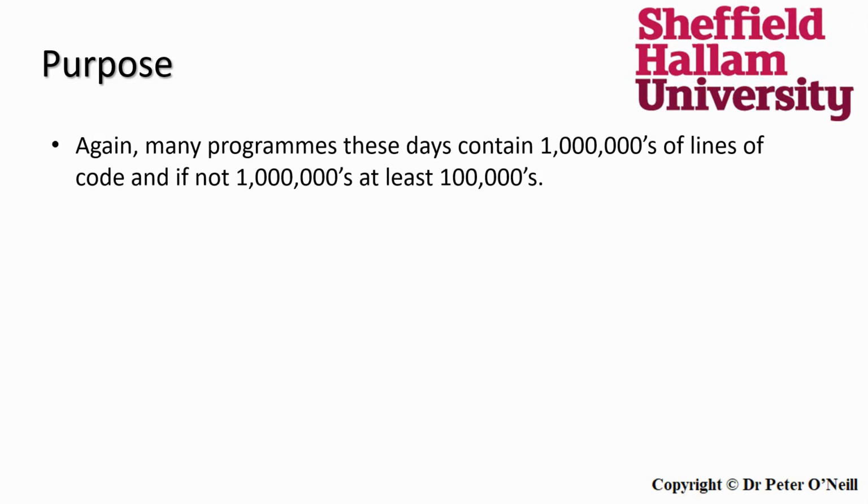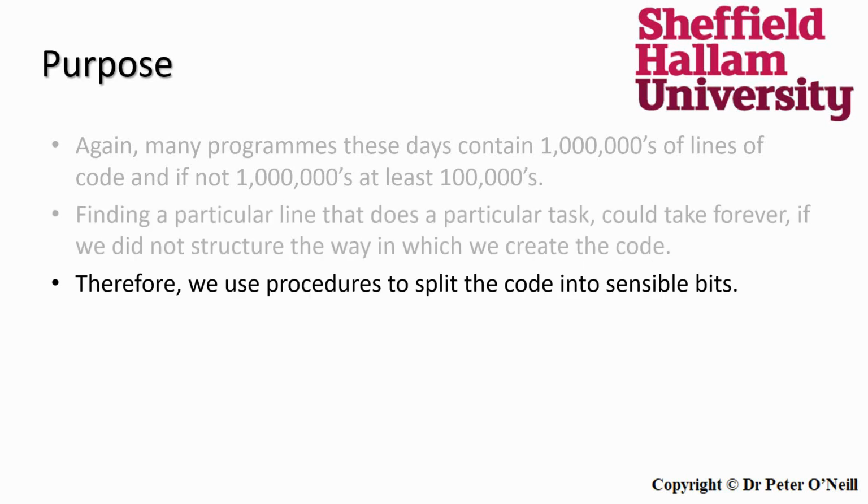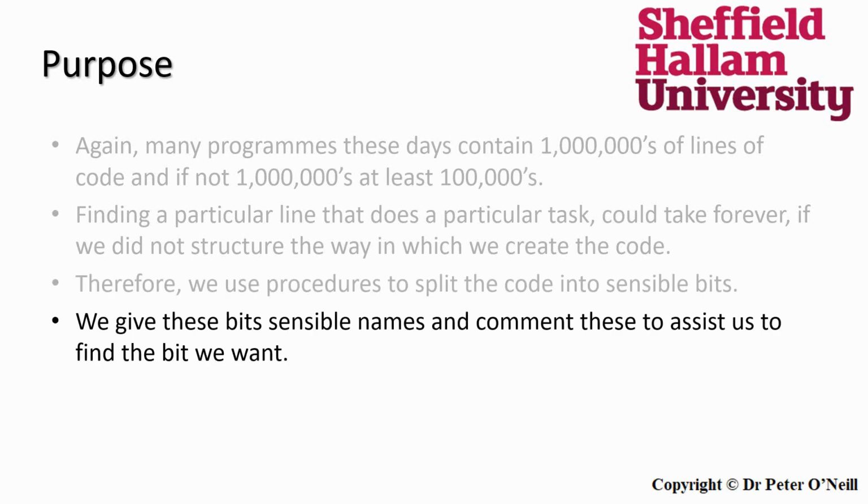Purpose. Again, many programs these days contain millions of lines of code, if not hundreds of millions of lines of code. Finding a particular line that does a particular task could take forever if we did not structure the way in which we create our code. Therefore, we use procedures to split the code up into sensible bits, also known as methods. We give these bits sensible names, then comment the code within these bits to assist us so we can find the bit we want.